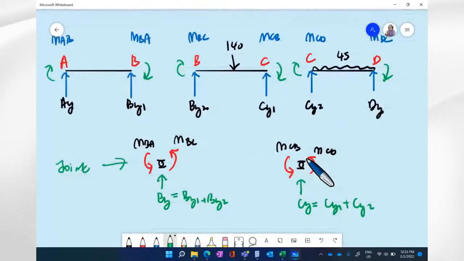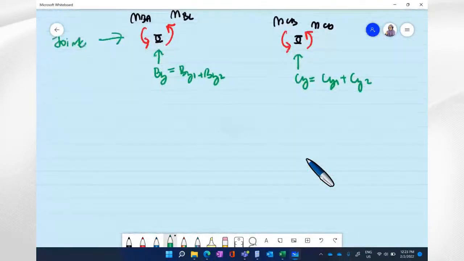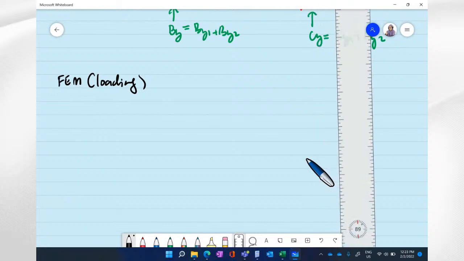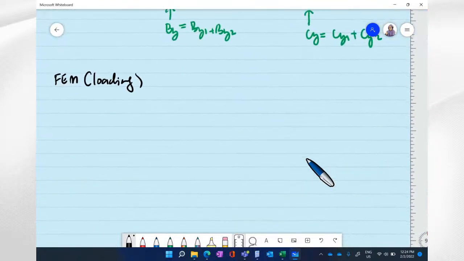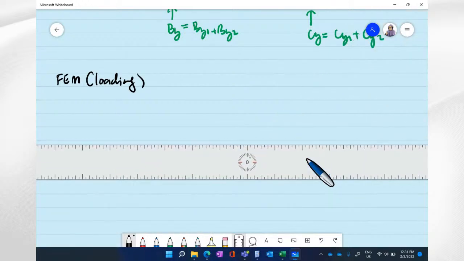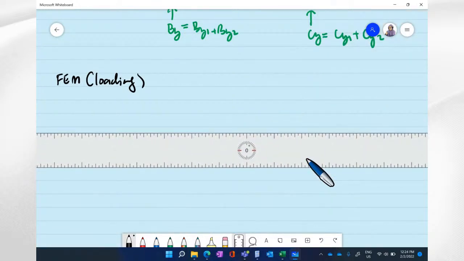So this is actually the free body diagram. Let's look at the diagram for fixed end moment due to loading. We have fixed end moment for member BC and for member CD.